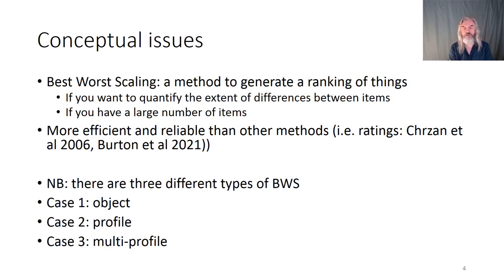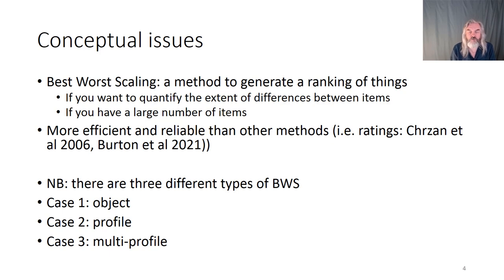Okay, so let's start off with the conceptual issues as to what we're doing. What is best-worst scaling trying to do? It's a method of generating rankings, and it's particularly useful where you want to quantify the difference between items. So it isn't just a matter of knowing what's best, but possibly wanting to quantify the degree of difference between items. It's also particularly useful when you have a large number of items that you're trying to deal with, so up into the 10s, 20s, 30s, or whatever.